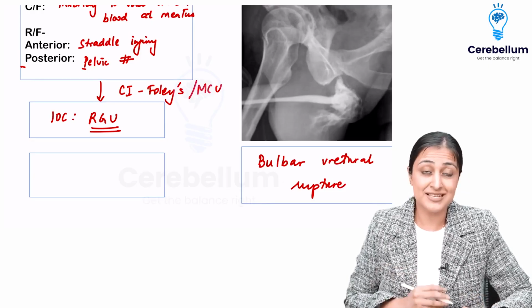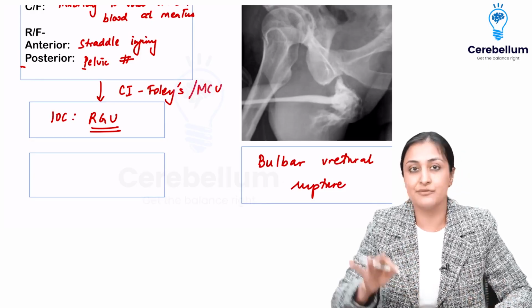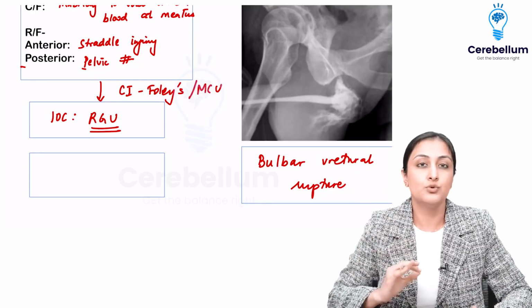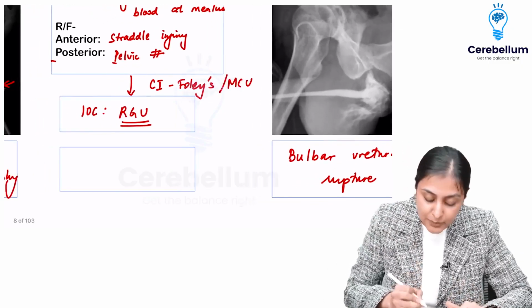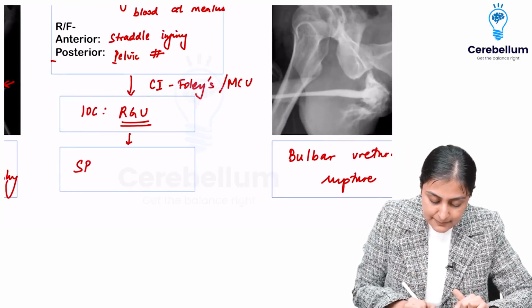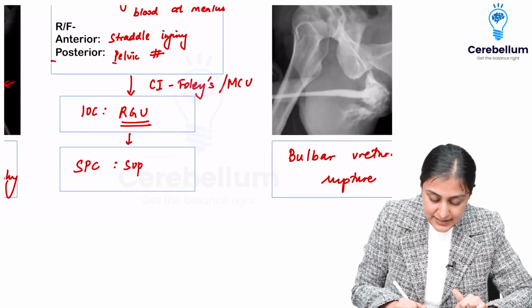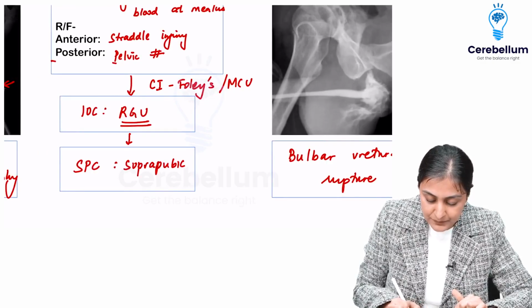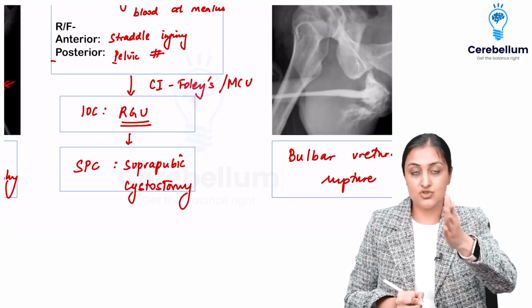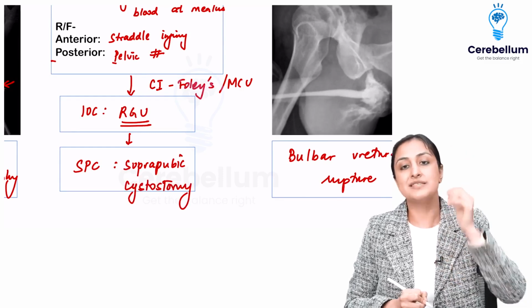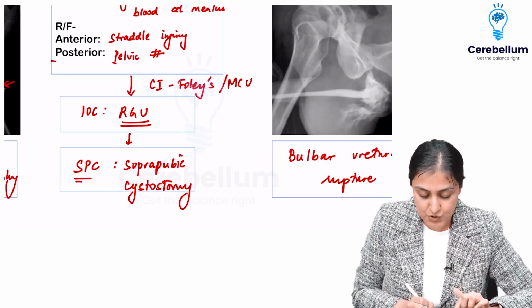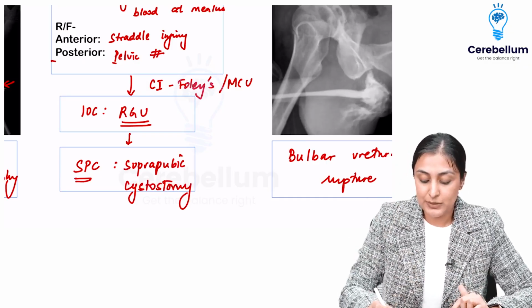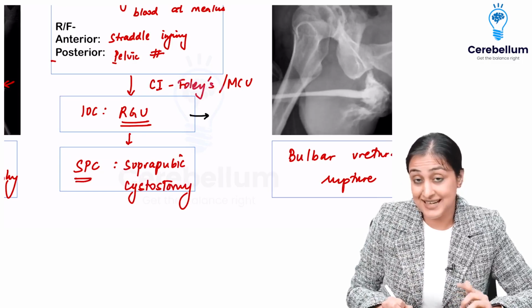So this patient is saying, doctor, I have one problem in life. I want to pass urine. You please find some alternate route for it. So what is the alternate route we put? We put a SPC. What is SPC? SPC is a suprapubic cystostomy, meaning you directly puncture the bladder above the pubic symphysis, and the problem is solved.